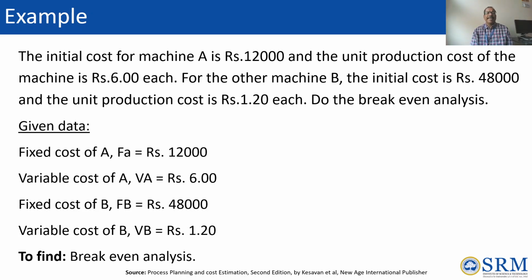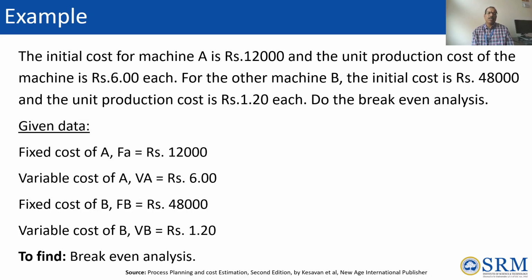In this example, the initial cost of machine A is given as rupees 12,000, and the unit production cost of the machine is rupees 6, which is the variable cost. For machine B, the initial cost is rupees 48,000. Initial cost means we should assume it is a fixed cost. So the fixed cost of machine A is 12,000, and the fixed cost of machine B is 48,000. The variable cost for machine A is 6 rupees per piece, and for machine B it's 1.2 rupees. Do the break-even analysis.